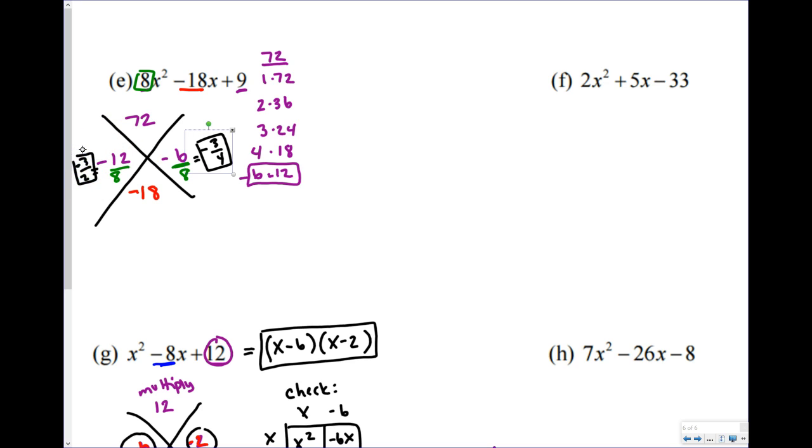Okay? Now I take those factors and put them in the right form. This becomes 2x minus 3. Remember, the denominator always goes in front of the x. And so this would be 4x minus 3 as my final answer.